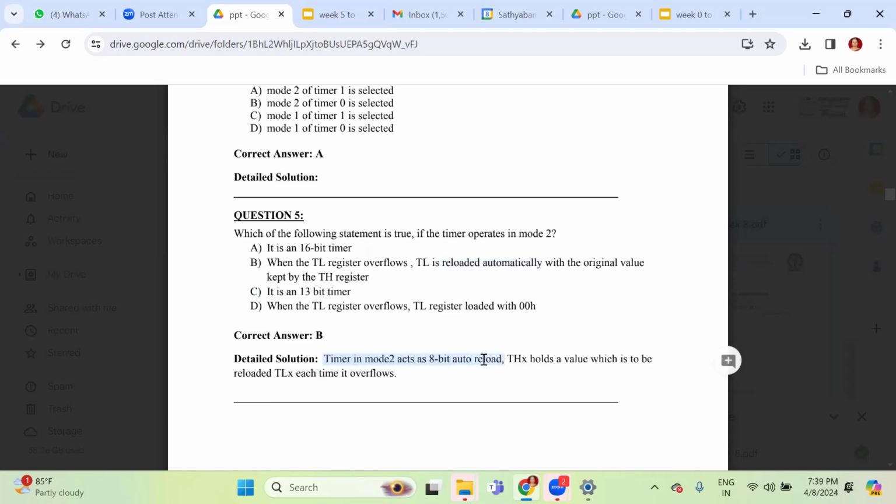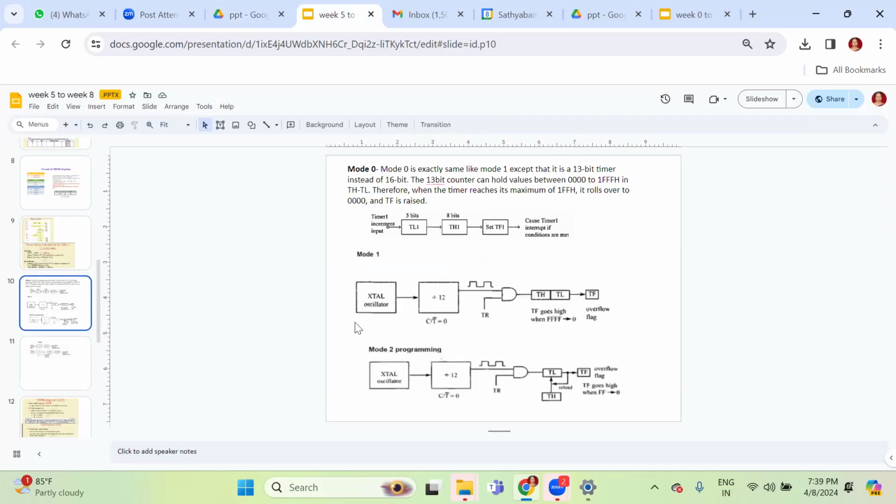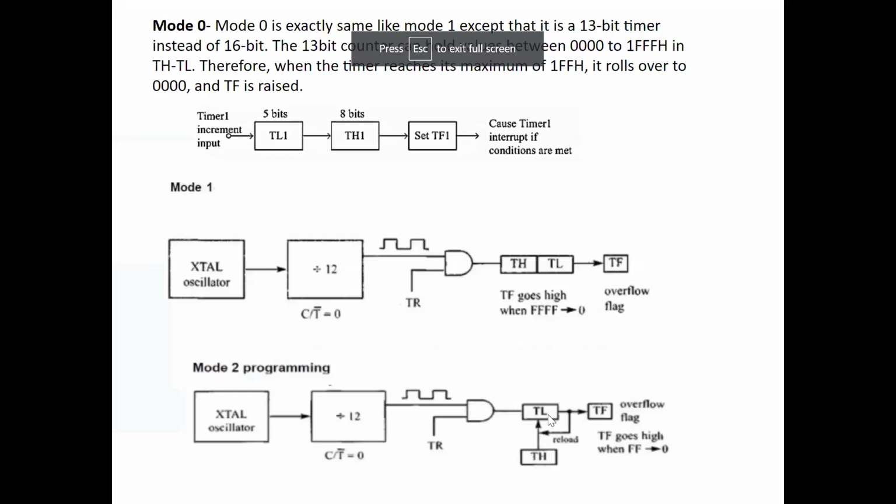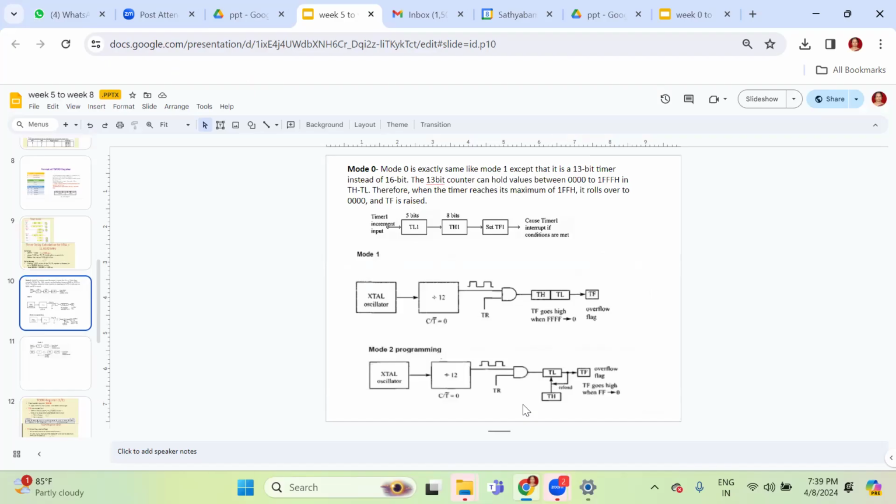Timer 1 mode 2 is an 8-bit auto reload. Why are we saying 8-bit auto reload? Now, refer to the picture. In this particular picture, you can see we have TL, then automatically it will reload and then it will start. So this one is 13-bit, this is 16-bit, and this is 8-bit auto reload.